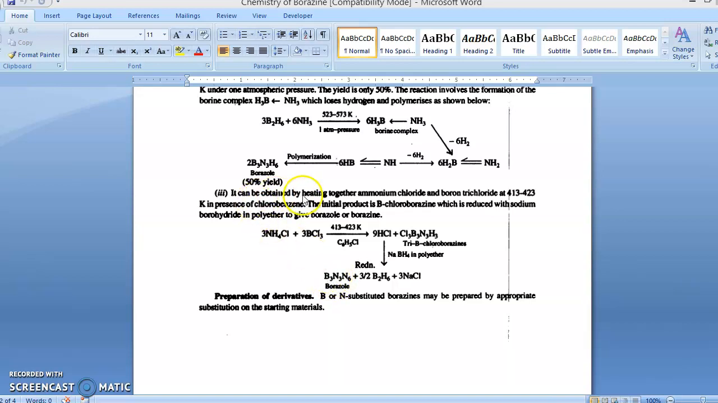So, this reaction basically involves two steps. In the first step, when ammonium chloride reacted with boron trichloride, it will provide tri-boron chloroborazines. When this tri-boron chloroborazines is further reacted with sodium borohydride, then it will provide the Borazine, with the evolution of diborane. This is a byproduct, and it will also provide sodium chloride salt as a byproduct.